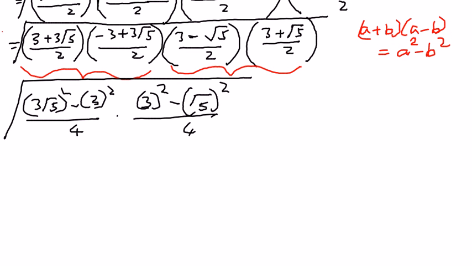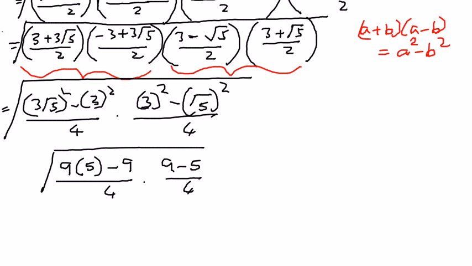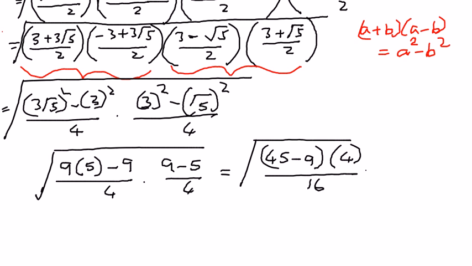So now, as we can see here, 3 square root of 5, the whole thing squared, we can write as 9 times 5 minus 9 divided by 4 times 9 minus 5 divided by 4. All of this under the radical term. When we simplify this some more, this is going to be 9 times 5 is 45 minus 9, times 9 minus 5 is 4, and then this whole thing divided by 4 times 4 is 16. Okay, 45 minus 9 is 36 times 4 divided by 16.